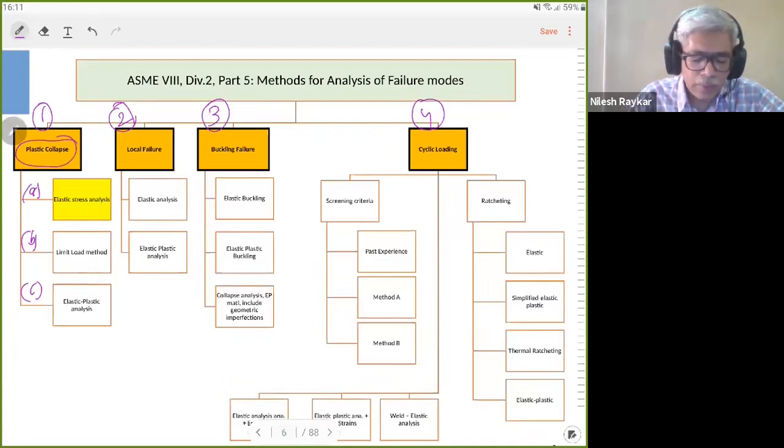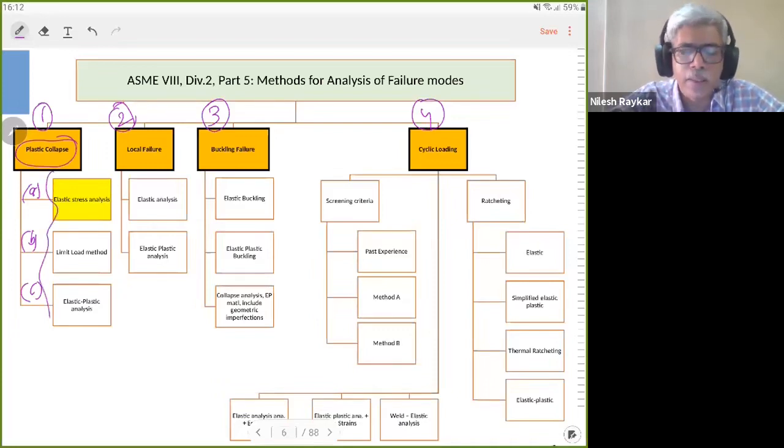Okay, so we are at the 4 mandatory checks. This slide gives you the overall bird's eye view of all the different options. And for conducting these mandatory checks, there are sub options which are listed in the vertical tree. So in this presentation, we'll be going one by one from the plastic collapse check to the local failure check to the buckling check to the cyclic failure check.